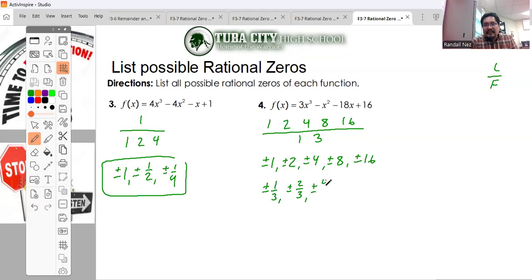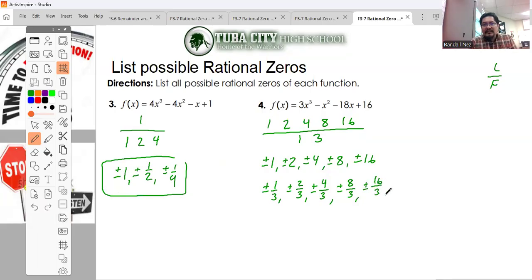And we want to make sure each top number is paired with every bottom number. You could probably do this in multiple ways, but I think my way is the best because it'll put the most common zeros first. All right, there you go. So that's 8 over 3. And now we're going to have 16 over 3.